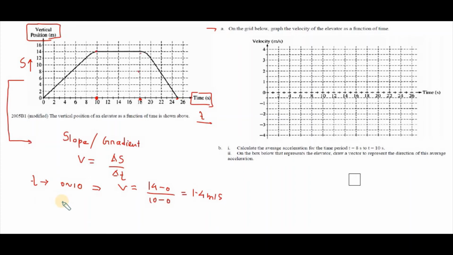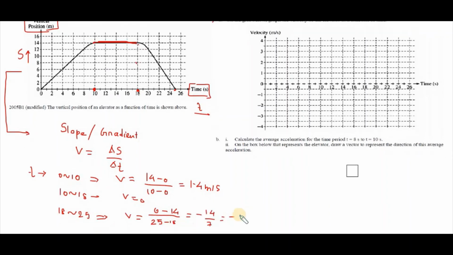And between 10 to 18 seconds, the velocity would be 0 because there is no change in the value of y in this part. And again from 18 to 25 seconds, the change in the velocity would be 0 minus 14, divided by the change in time, which is 25 minus 18. If we do this calculation, we get negative 2 meter per second.